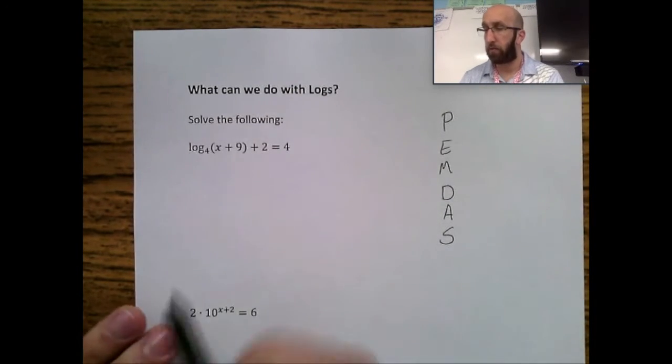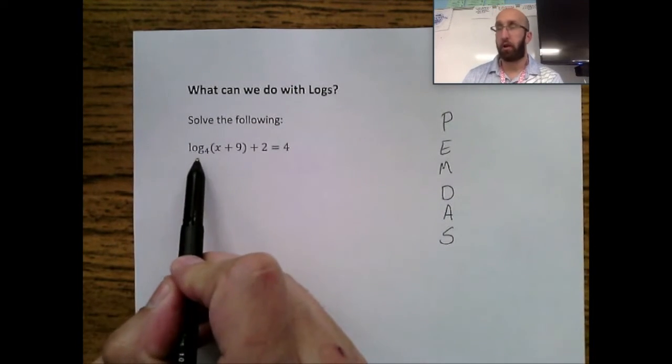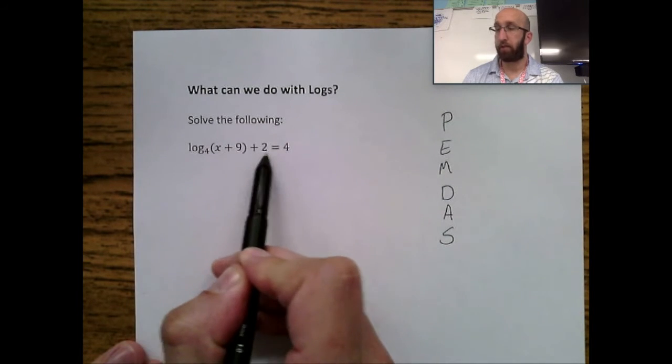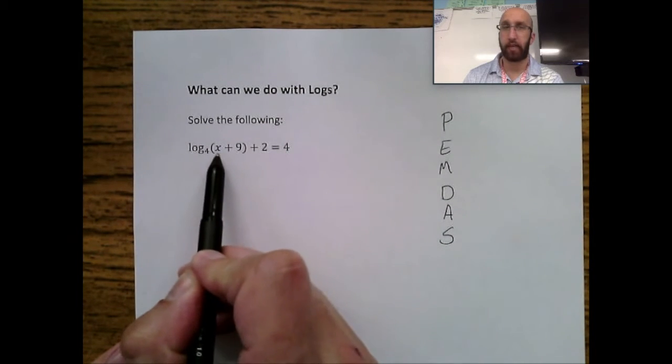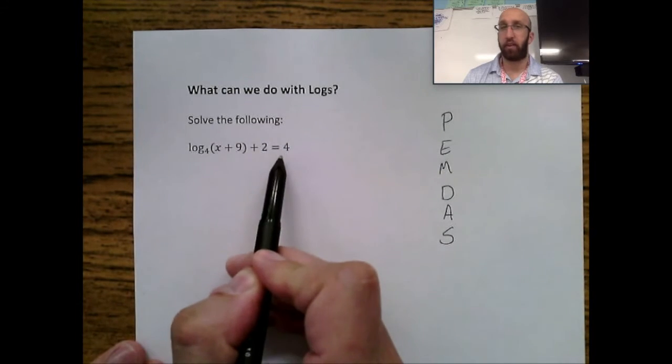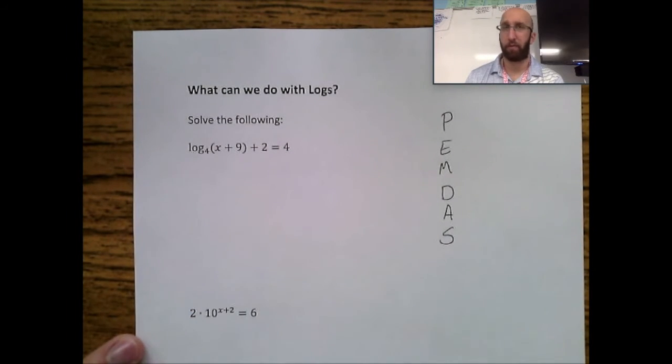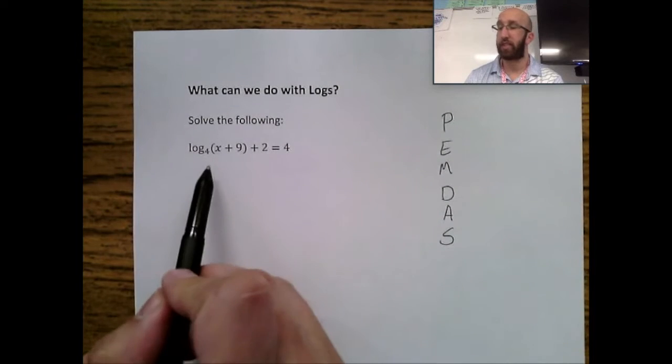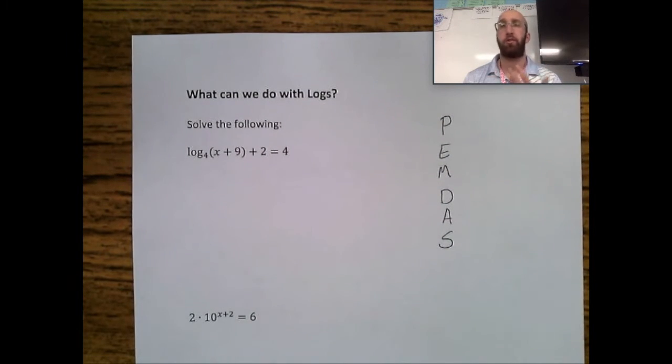So here we go. Solve the following: log base 4 of (x plus 9), plus 2, equals 4. The idea is the x is on the left side, so I'm worried about everything on the left side of this equal sign. I don't really care about that 4. I'm worried about everything that's on the side with x. So what I do is I go through and think about what are all the pieces that I have on the left side here for x.